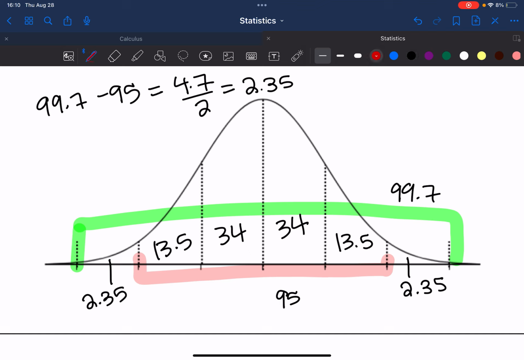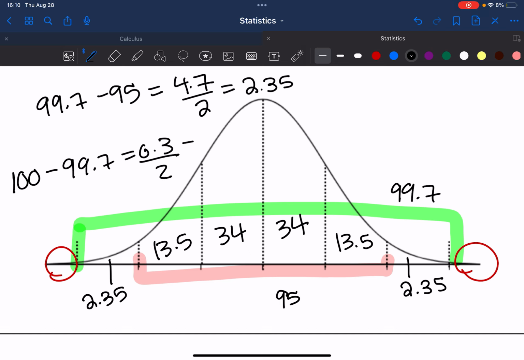And then the only thing I'm left with is trying to find these very end tails. Well, if I know that the three standard deviations is 99.7, I can take 100% of all data minus 99.7 and get 0.3, divide it in half since this is symmetric, and I get 0.15, which means the ends are 0.15% on either side. This is going to help us when we're trying to answer questions that want us to find the percentage below or above certain values.